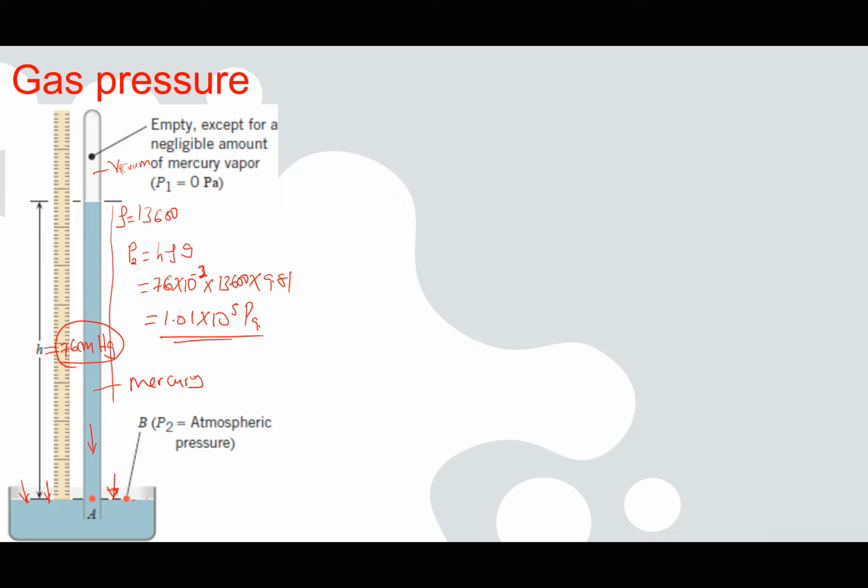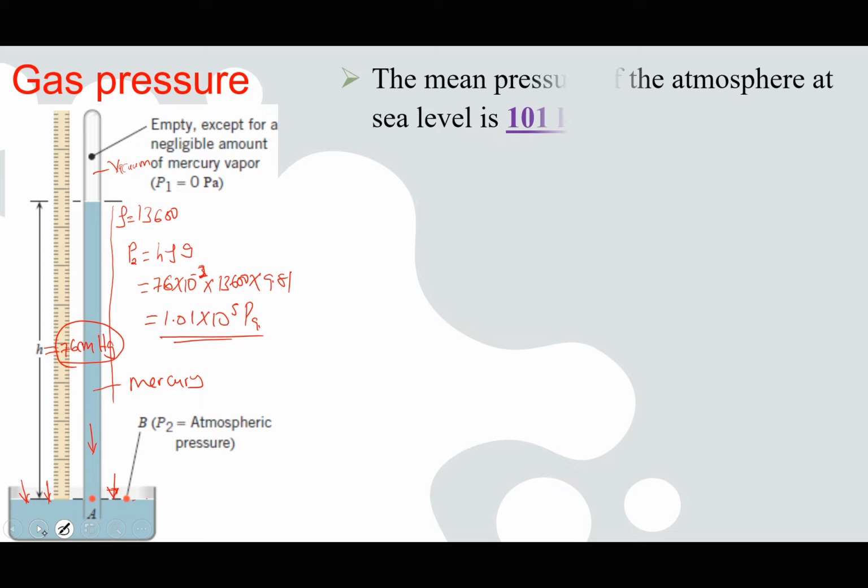That is for IGCSE. I just wanted to help you note something you'll always use in AS level, that the mean pressure of the atmosphere at sea level is 101 kilopascals, that is 1.01 times 10 to the power of 5 pascals.